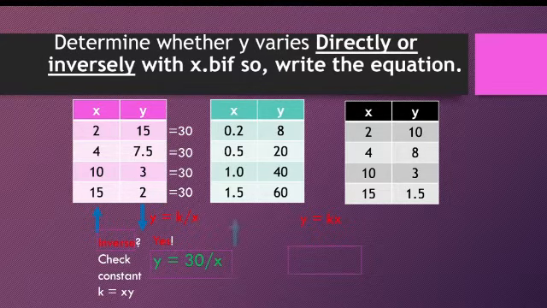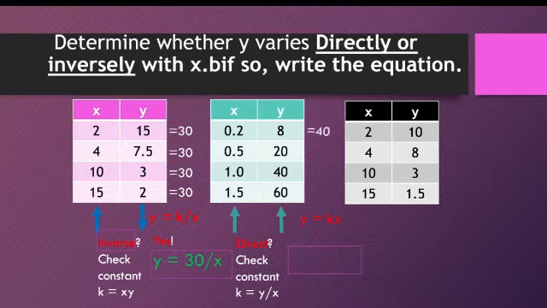Let's solve the next one. The x here is increasing. Y is also increasing. So y is equal to kx. So most probably, direct too. So, can we consider this as direct variation? So, what will we do? Let's check our constant if they have the same ratio.